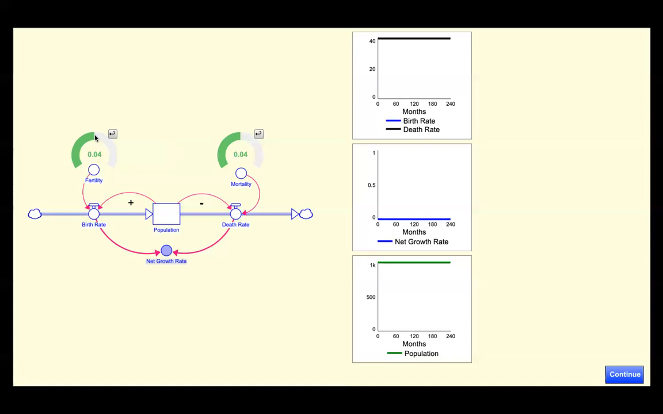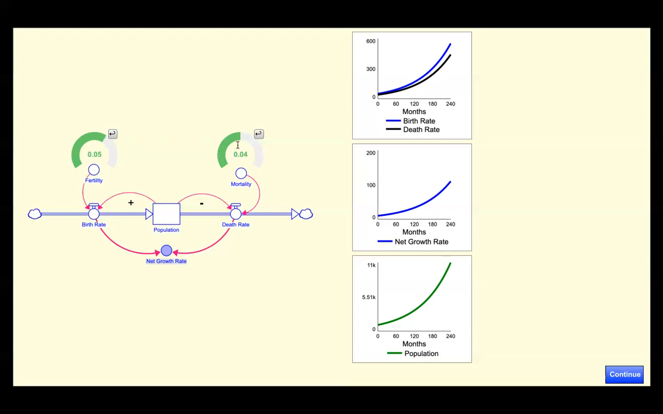Now we increase the fertility above the mortality. That causes the positive loop to dominate the negative one, so as to govern the dynamic development of the system, causing population growth because the birth rate is larger than the death rate.